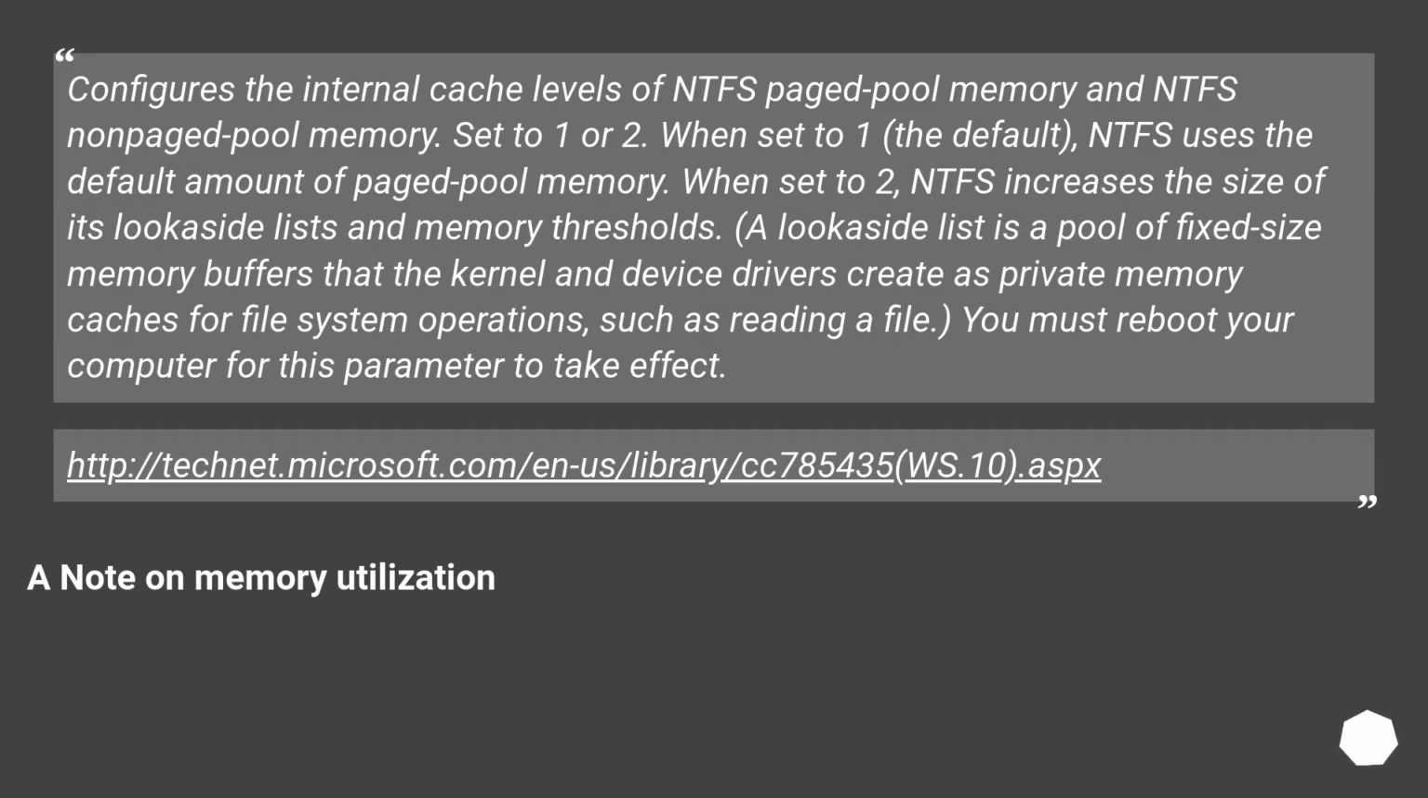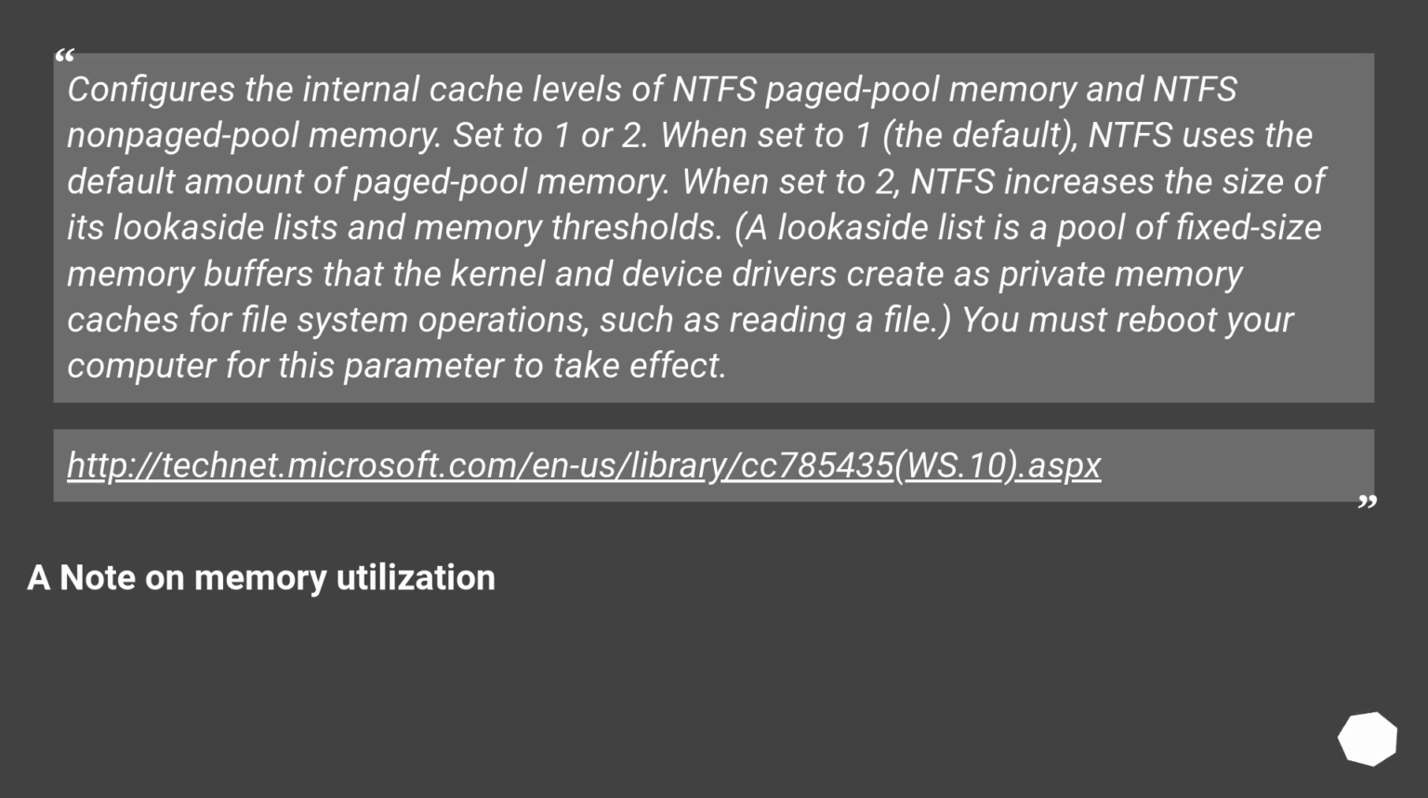This configures the internal cache levels of NTFS paged pool memory and NTFS non-paged pool memory. Set to 1 or 2. When set to 1, the default, NTFS uses the default amount of paged pool memory. When set to 2, NTFS increases the size of its look-aside lists and memory thresholds. A look-aside list is a pool of fixed-size memory buffers that the kernel and device drivers create as private memory caches for file system operations, such as reading a file. You must reboot your computer for this parameter to take effect.